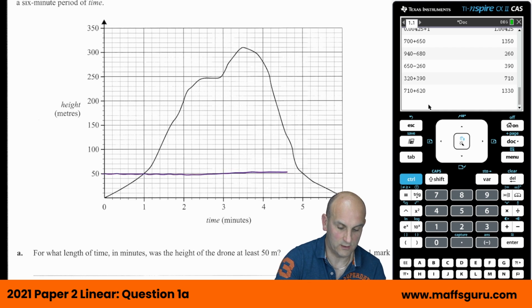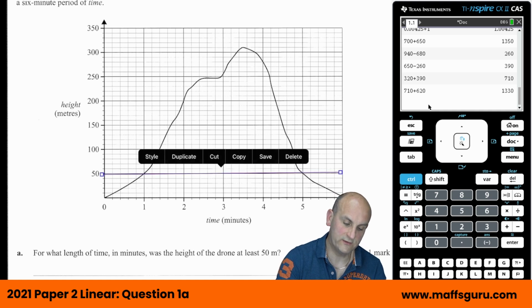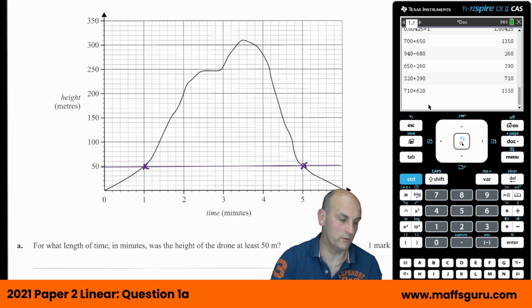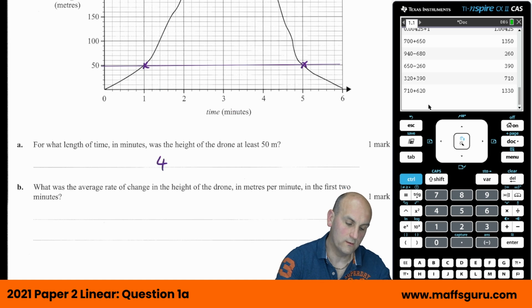So basically I drew a line across here. Let's angle it up a bit so that it actually makes sense. And then we know that it crosses here and here, and so 5 minus 1 would give me 4 minutes.